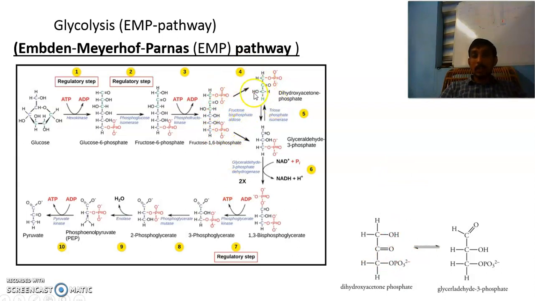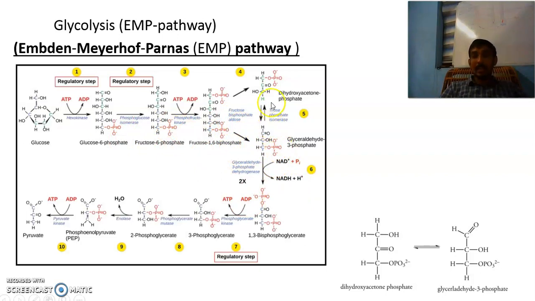breaks down into dihydroxyacetone phosphate and glyceraldehyde 3-phosphate with the help of an enzyme. That enzyme is known as aldolase. Especially we can call it fructose 1,6-bisphosphate aldolase. That is an enzyme which cleaves it into 2 three-carbon compounds. That is the fourth step.